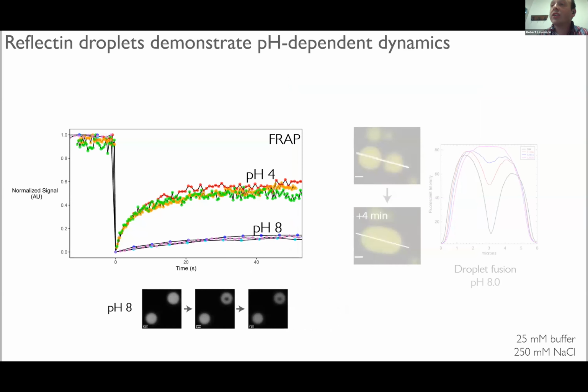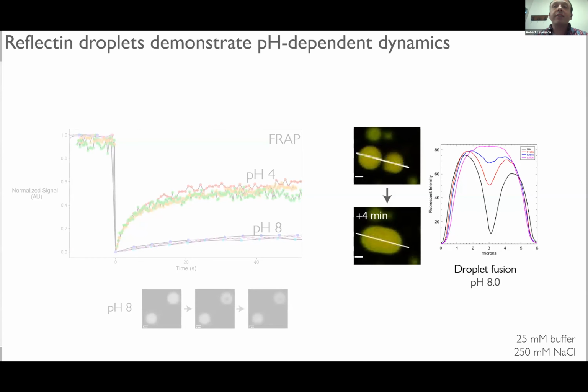And characterization of the liquid properties of these assemblies shows that they have pH-dependent dynamics. So at low pH, pH 4, there is fluorescence recovery after photobleaching. However, in contrast to that, at higher pH, at pH 8, the amount of recovery is very small to no recovery. So at these conditions nearer to physiological pH, the dynamics are greatly reduced. These particles are quite solid.